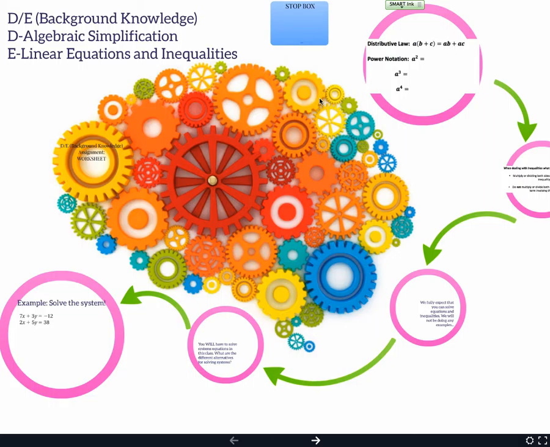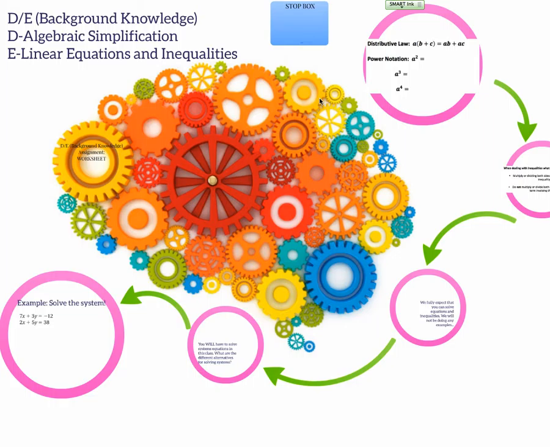All right, so today we're doing two sections together. Section D is on algebraic simplification, and E is on linear equations and inequalities. That includes systems as well. Draw your little stop box at the top.